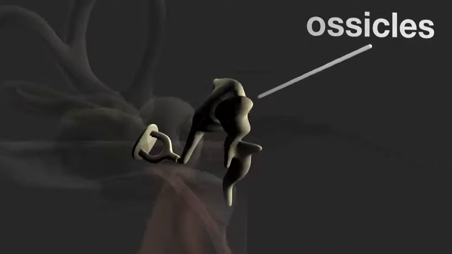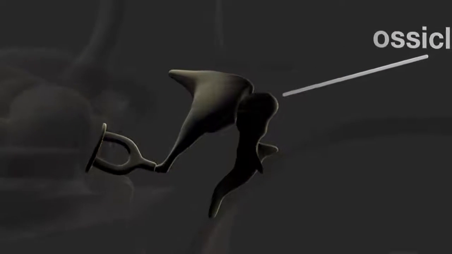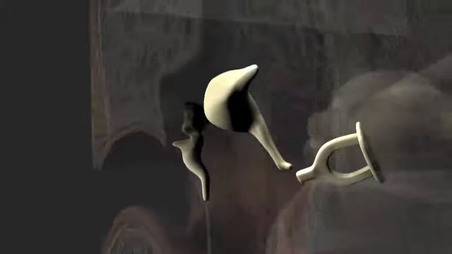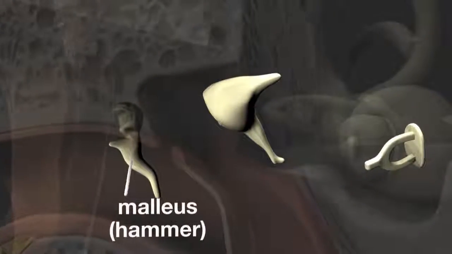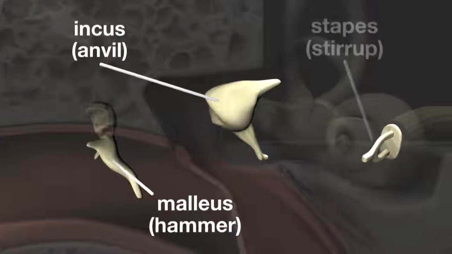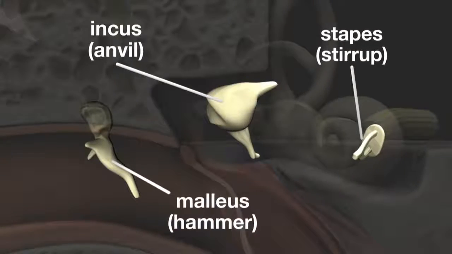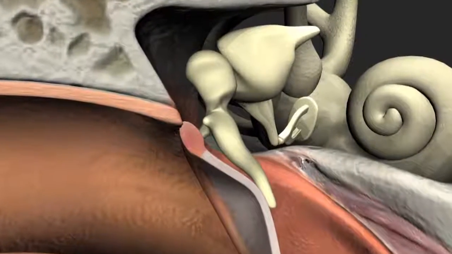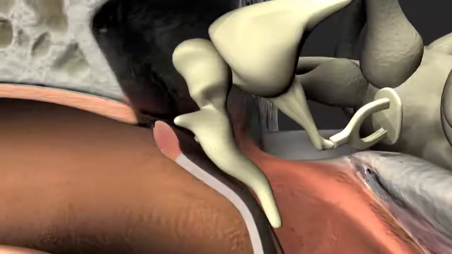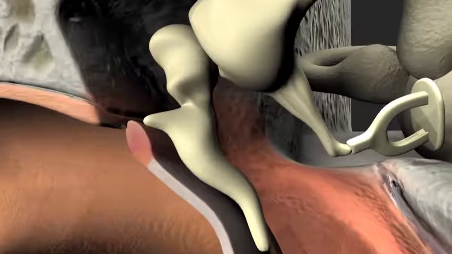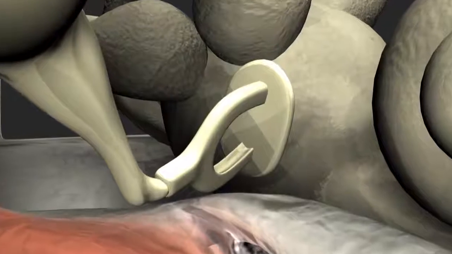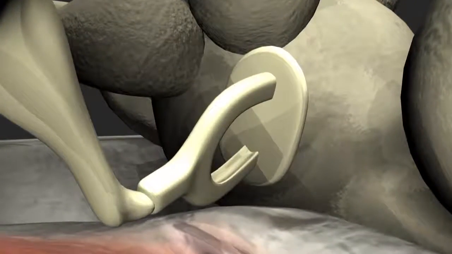These are connected in a chain across the middle ear, from the tympanic membrane to the entrance of the cochlea, called the oval window. The ossicles are called the malleus, the hammer, the incus, the anvil, and the stapes, the stirrup. The handle of the malleus is attached to the tympanic membrane, and the base of the stapes, known as the stapes footplate, sits loosely in the oval window of the cochlea, held in place by the annular ligament.